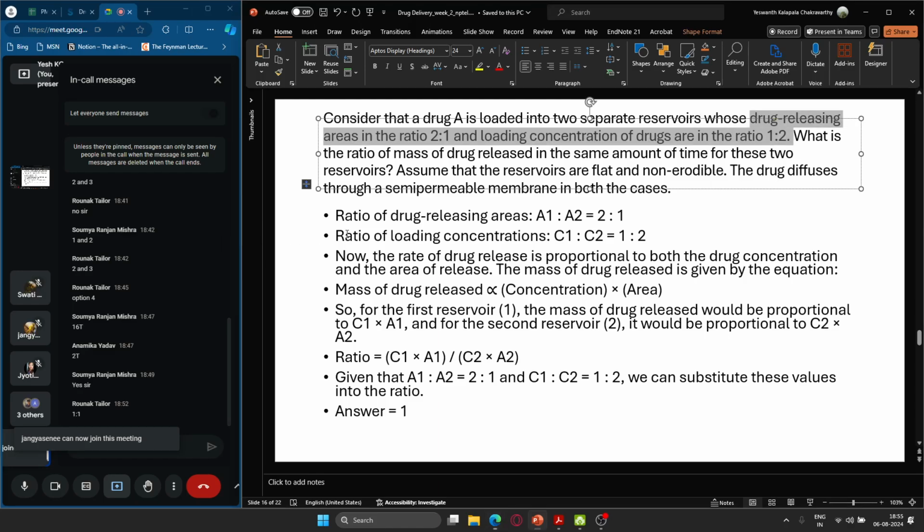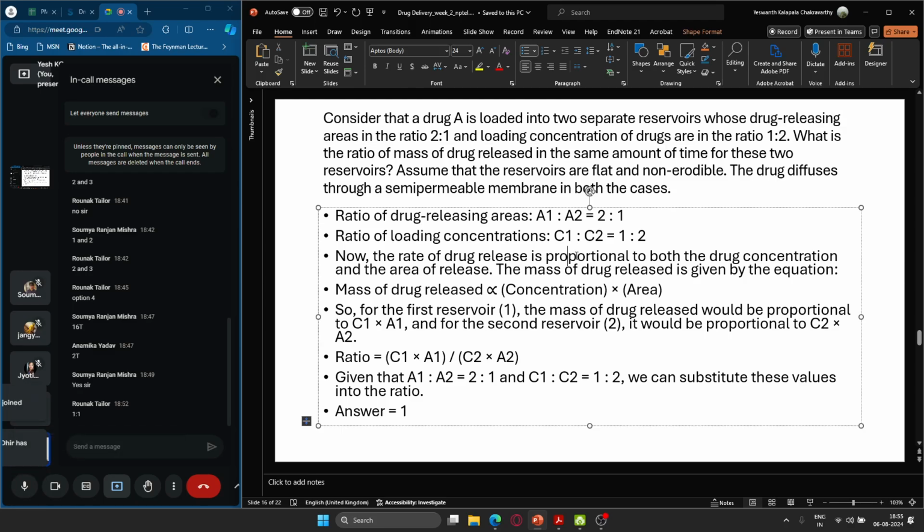Now, the rate of drug release is proportional to both the drug concentration as well as the area of the release, right? So, if you look at how much of a drug is going to be released from a reservoir system, it's directly proportional to the drug concentration within the system as well as the total amount of area from which it can get released.